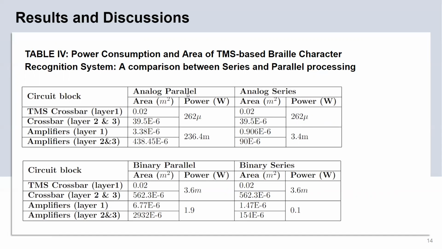Binary systems require data converters, an interface and adder circuit, which requires high area and power in comparison with analog representation. From table 4, it can be analyzed that the analog serial representation shows better area and power constraint representation for this TMS crossbar array.